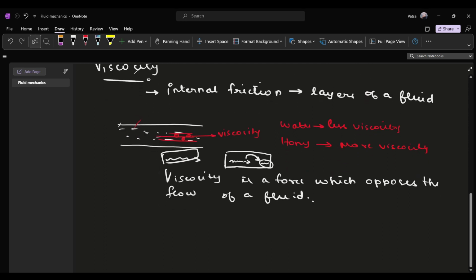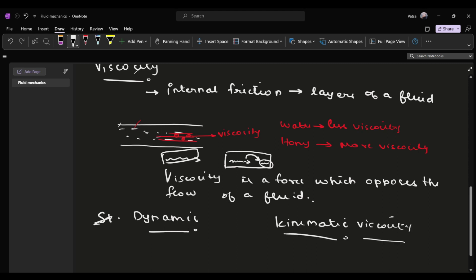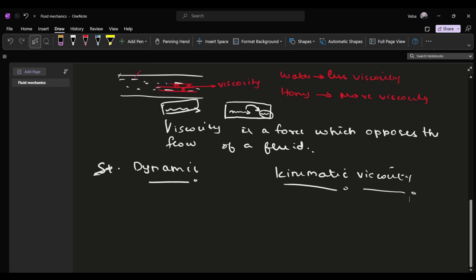Now, there are two types of viscosity: dynamic viscosity and kinematic viscosity. So there are two types of viscosity, dynamic viscosity and kinematic viscosity. We have formulas for those as well.